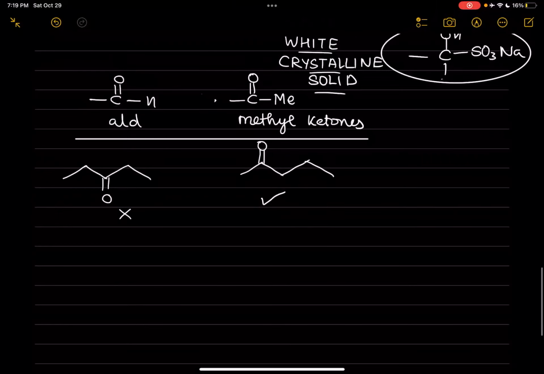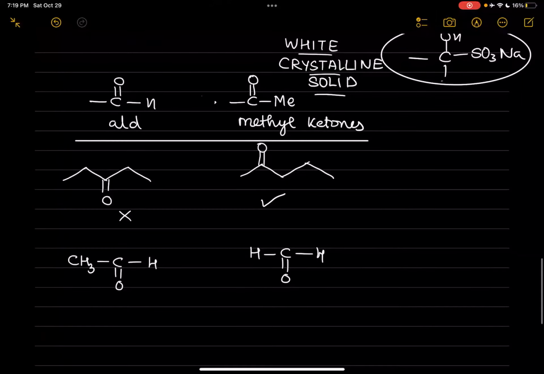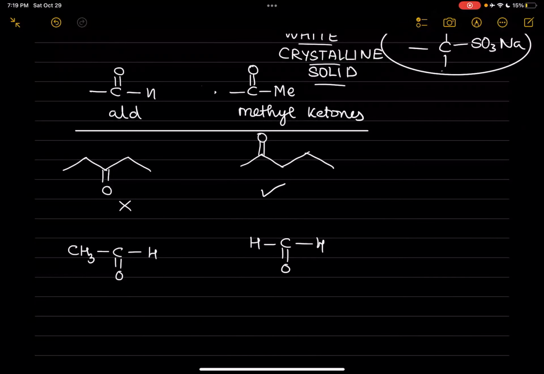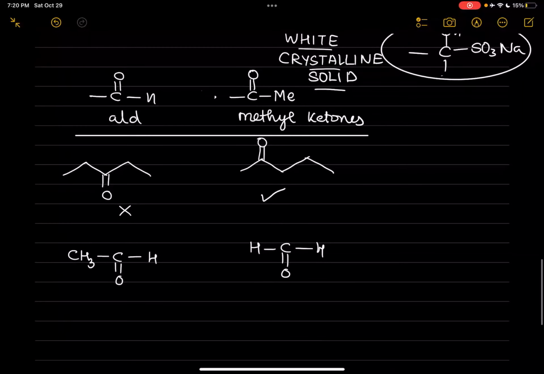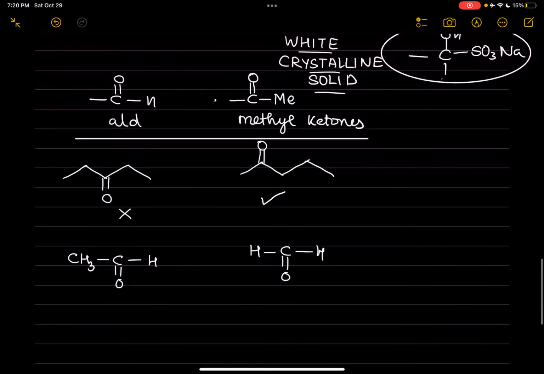And what about if you take CH3CHO and HCHO? Can you separate them? No, both will give the same crystalline solid, right? For the second case, it will give more, I guess. Yeah, but ultimately both will form.